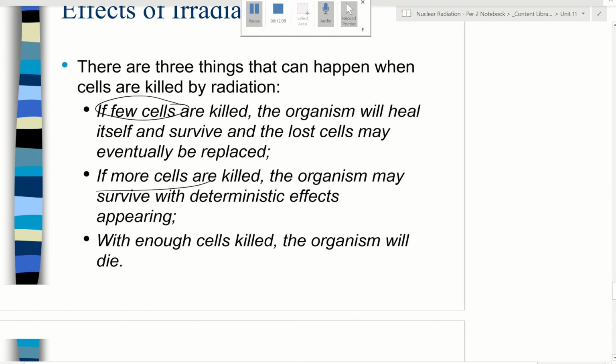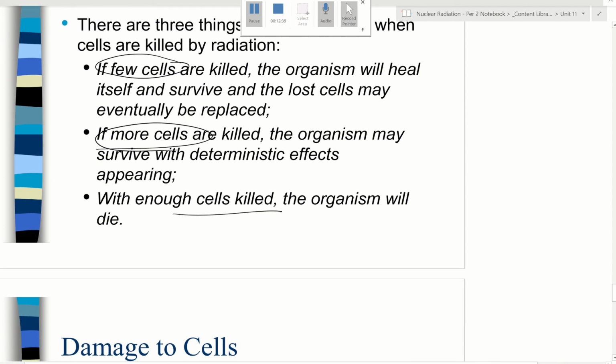If more cells are killed, then the organism may survive but have deterministic effects appearing. They might always have reduced lung capacity, or they may have dysfunctioning parts of organs. They might have scarring on their face or inside their cardiovascular system. So these things would cause problems throughout their life, and they would have reduced function, but they would still be alive. And then obviously, if you kill enough of the cells, those organisms would die.